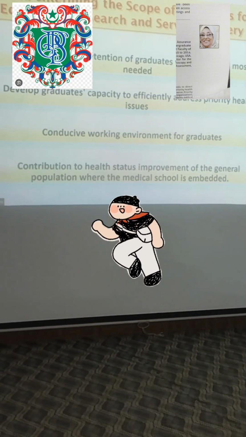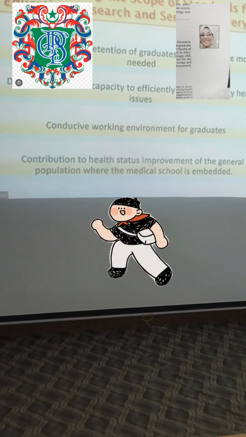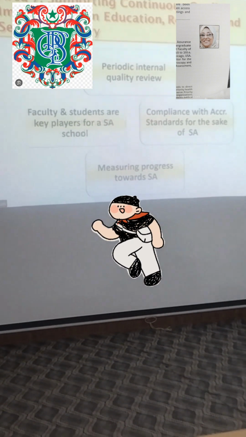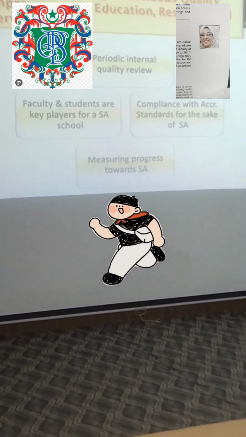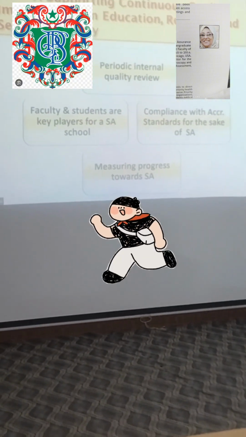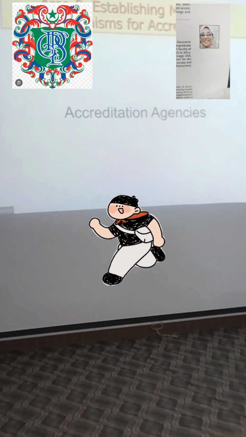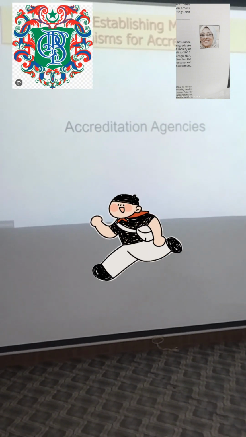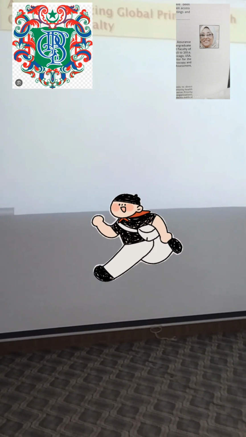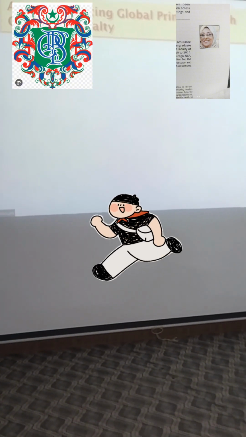And the last one in this area is contribution to health status improvement of the general population where the medical school is embedded. Social accountability, and faculty and the students should be included, because they are key players of social accountability in the school. Area 8 is very easy because it is establishing a mandated mechanism for accreditation, and this is the responsibility of the accreditation agencies.